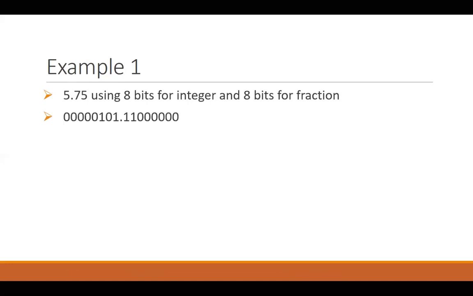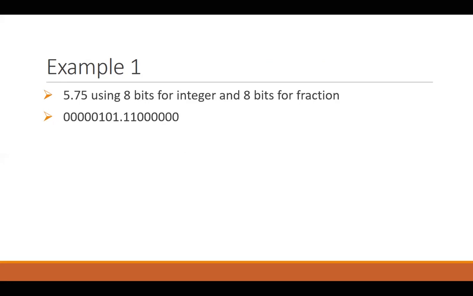Now, for example, I have 5.75 and I'm using 8 bits for integer and 8 bits for fraction. I'm sure you have gone through yesterday's lecture and brushed up on your skills of converting fractions into binary. It is very simple. The representation would be 101.11. The extra zeros are just there to complete the 8 bits standard of representation.